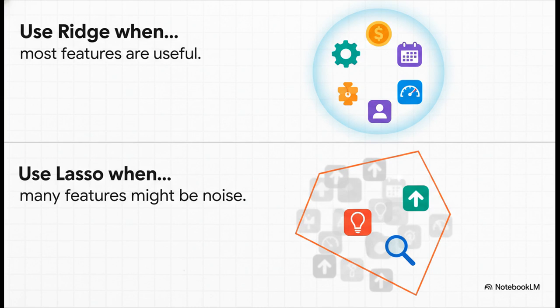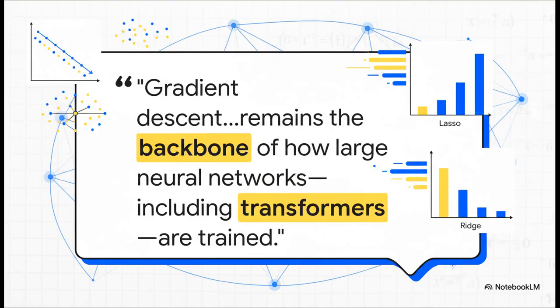And if you're thinking, okay, this is interesting, but isn't this all a bit old school? Think again. These ideas are anything but outdated. As this quote from IBM points out, that core engine of gradient descent is still the backbone of how massive neural networks and transformer models, the very engines of modern AI, learn how to do what they do.